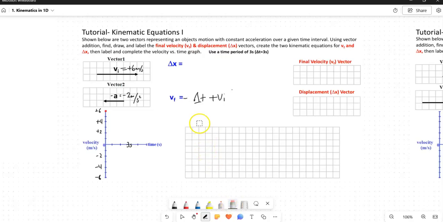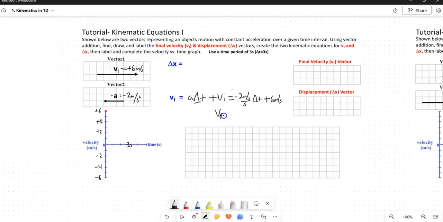Actually, I'm going to leave the a there, and I'm going to write out the equation in full. So this is going to be negative 2 meters per second change in velocity for every second. That's the acceleration, times delta t, plus 6 meters per second. If this vector was pointing to the left, you'd have to put a negative 6 meters per second.